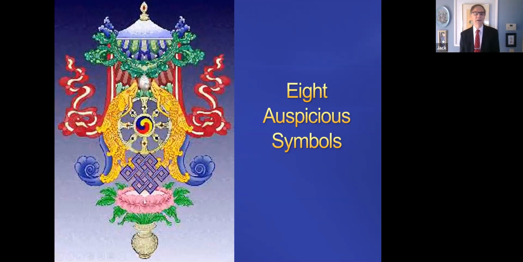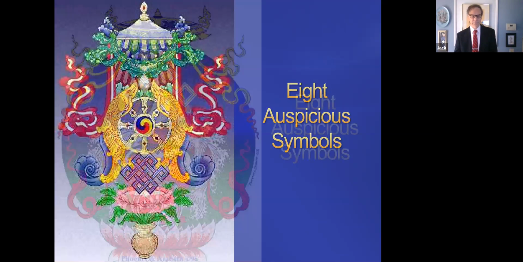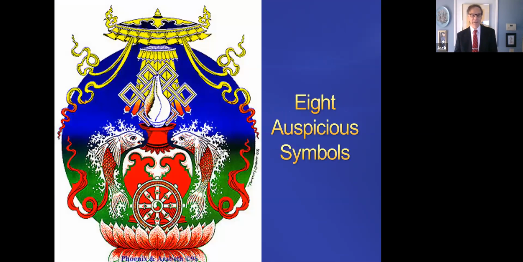Here's one that's done in a tapestry. This one's a little easier to see. Their vase and our flower, endless knot, Dharma, the fish, the parasol. Our endless knot, the conch shell, our parasol, our fish, our vase, our Dharma, our lotus flower here on the bottom.